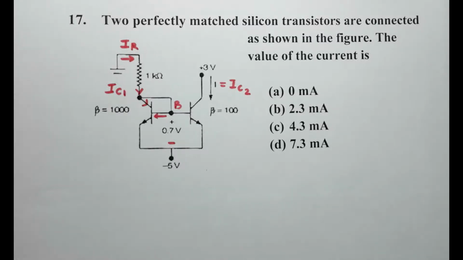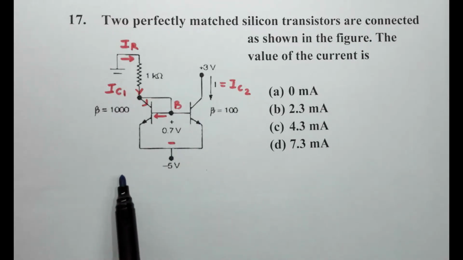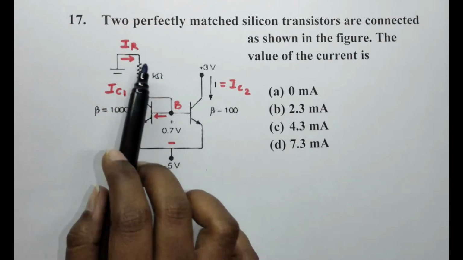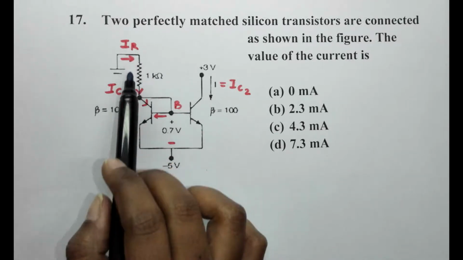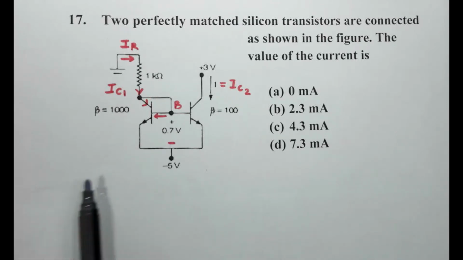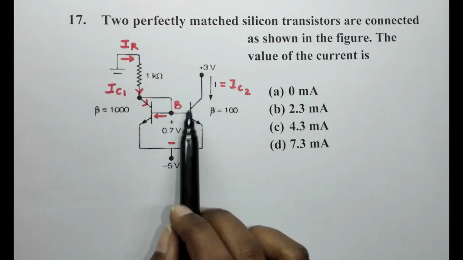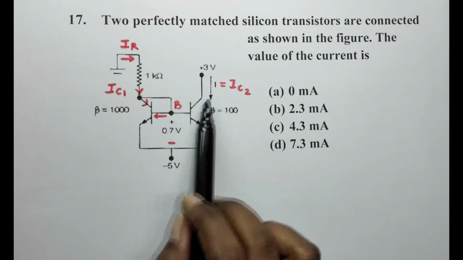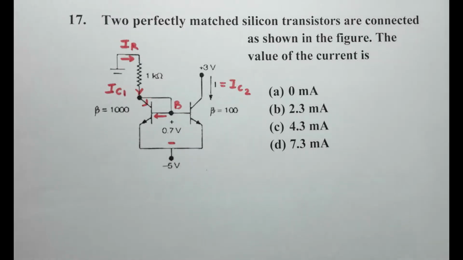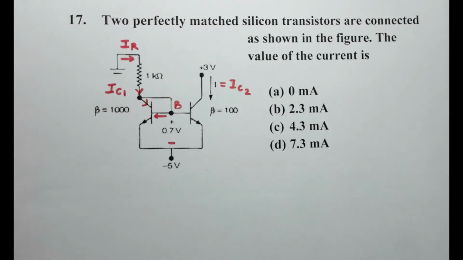Okay, so here in this case, we see that there are two silicon transistors that are connected, and on the left side we have a resistor of 1 kilo ohms. Now the current that is passing through the 1 kilo ohm resistor is IR, and the current that is passing through the transistor here through the collector is IC1. On this side, the same current that is passing through the collector side of the transistor is IC2. So practically we will have to find out what IC2 is, because that is I given to us. And the beta values for both is 1000.